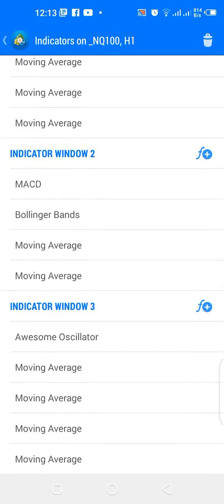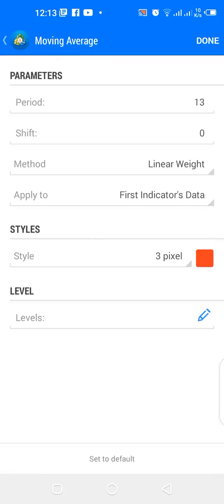And still on indicator window 2, the last moving average. Period is 13. Method is linear weighted. Apply to first indicator's data. Color is red.